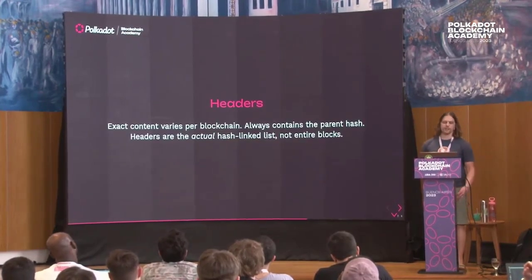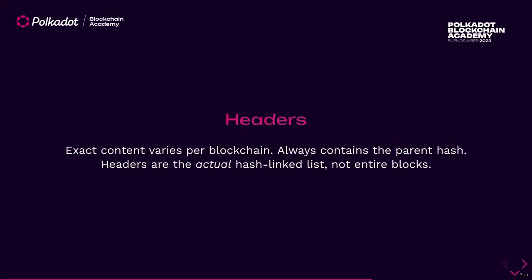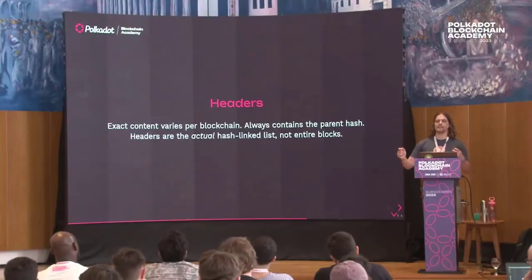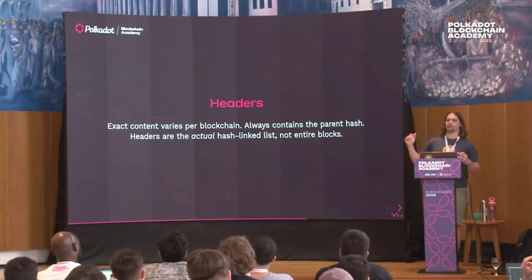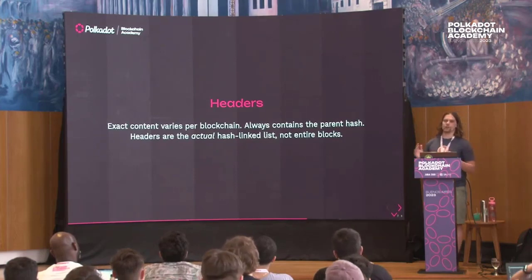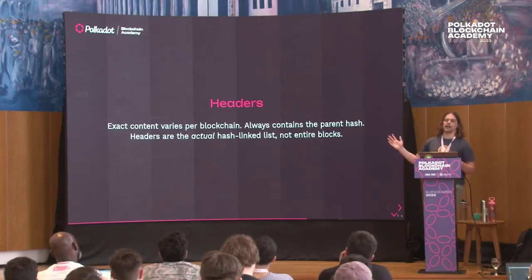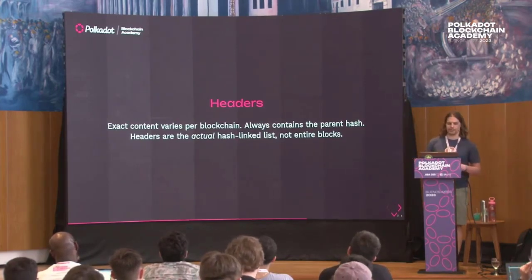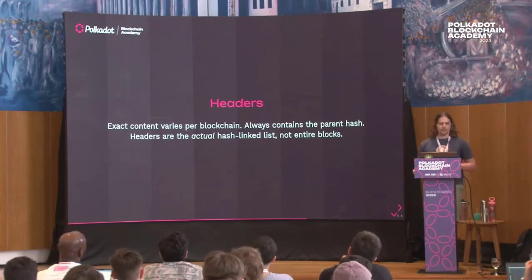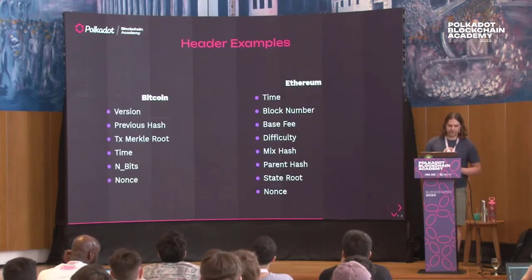Okay, so let's look at headers here. The exact content that goes in the header varies on a blockchain by blockchain basis. It always contains the parent hash. That's one of the first things I showed you and one of the most important things. That's how we have a cryptographically tamper-proof shared history. So that's always going to be there, and it always goes in the header. It's the headers that are cryptographically linked.